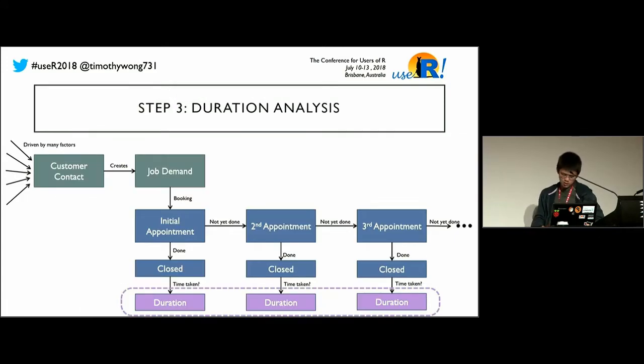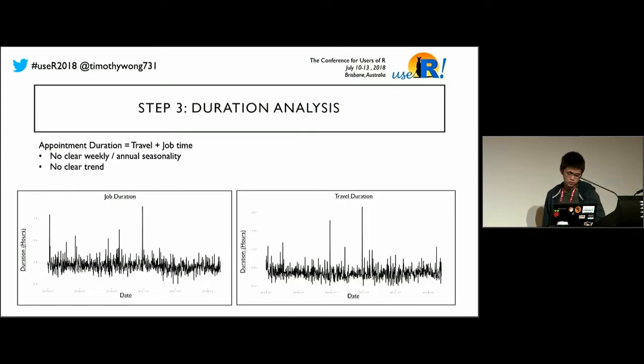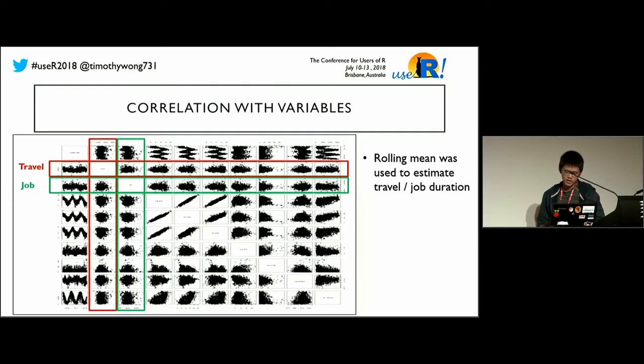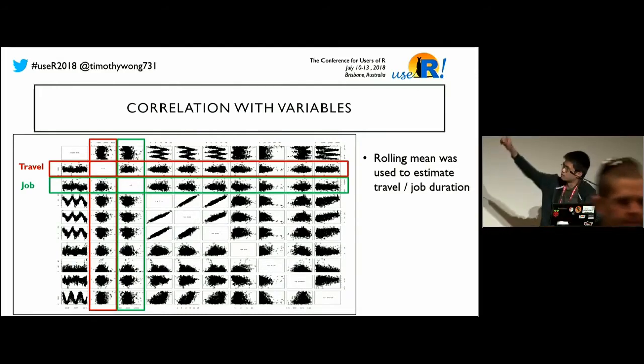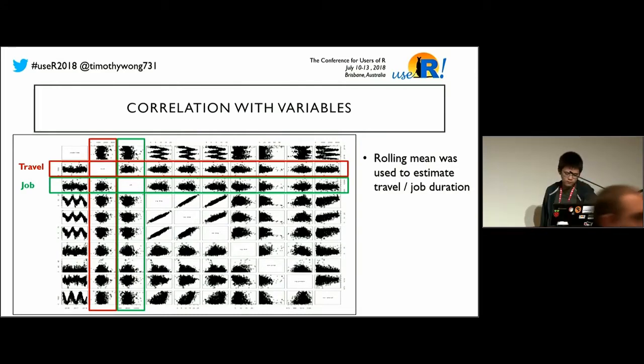The last step is to estimate the appointment duration. Appointment duration has 2 types of duration: travel time and the job time. But when we look at the data set, the appointment duration hasn't got a very clear correlation with any variable. We run a correlation plot with different variables. It's not driven by any of them. So what we really use is, in fact, a rolling mean to estimate the travel time and the job time.